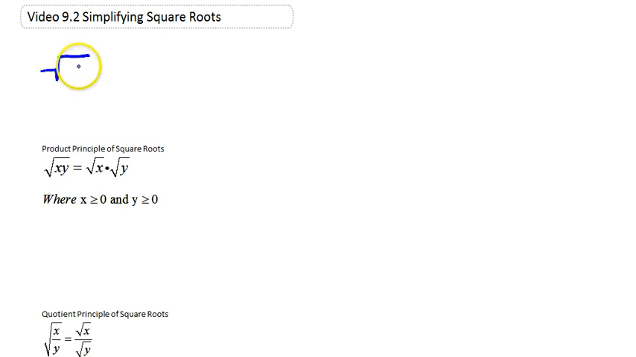So for instance, if I have the square root of 9, I'm looking for what squared would equal 9. Well, 3 times 3 is 9, so 3 is the square root of 9. It could also be negative 3, because negative 3 times negative 3 also equals 9. So all of these equal 9. So the square root would be 3.